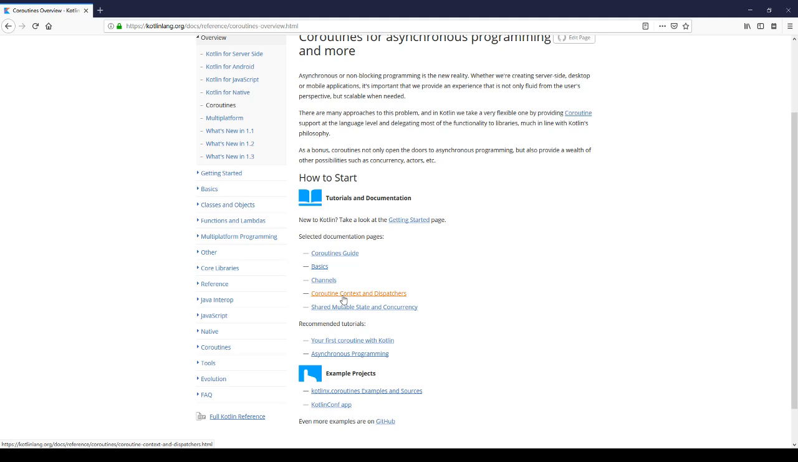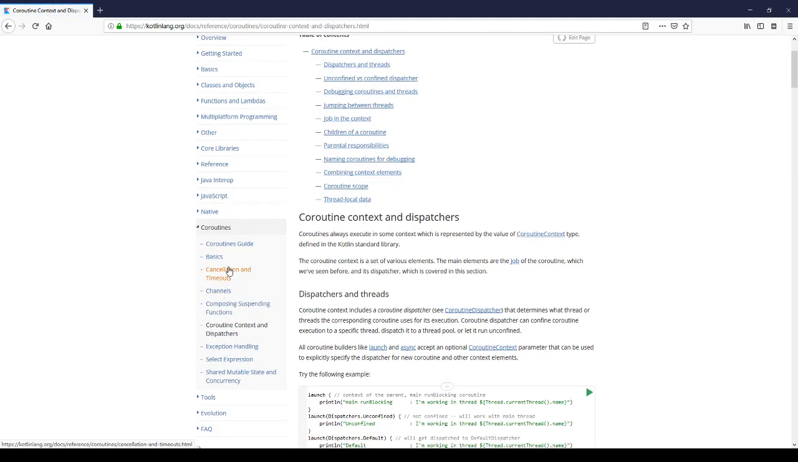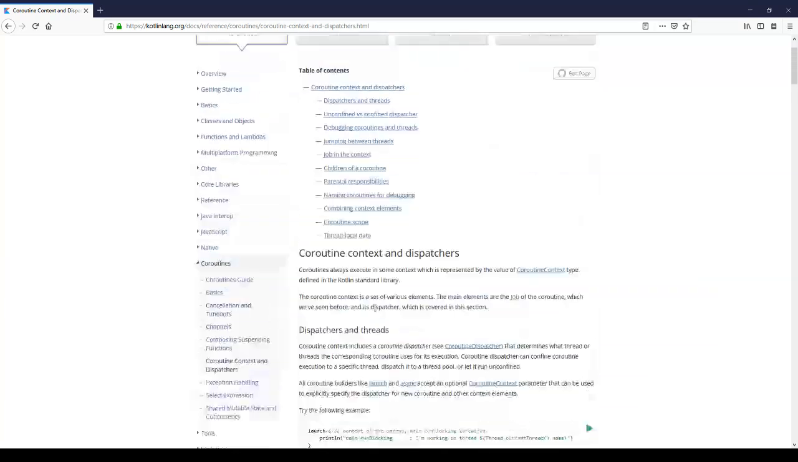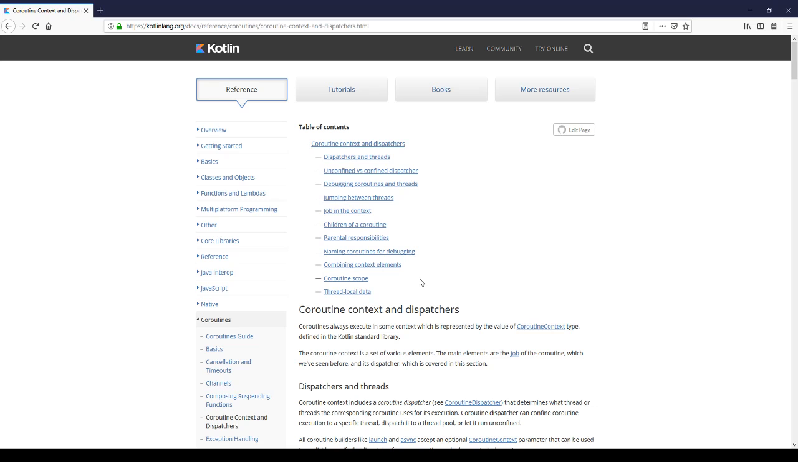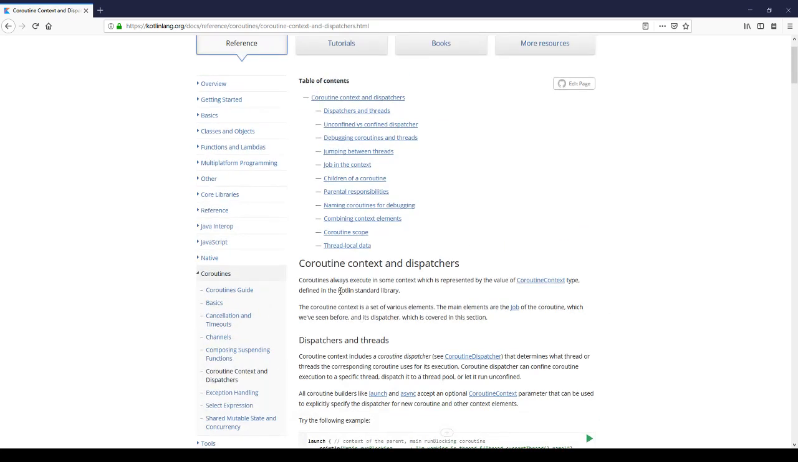So we were at coroutine context and dispatchers, I guess. Nope, we were at composing suspending functions, and we're supposed to be at coroutine context and dispatchers today. I think after learning this, things are going to be a lot clearer, because I've heard that this is one essential part of coroutines. So, coroutine context and dispatchers.